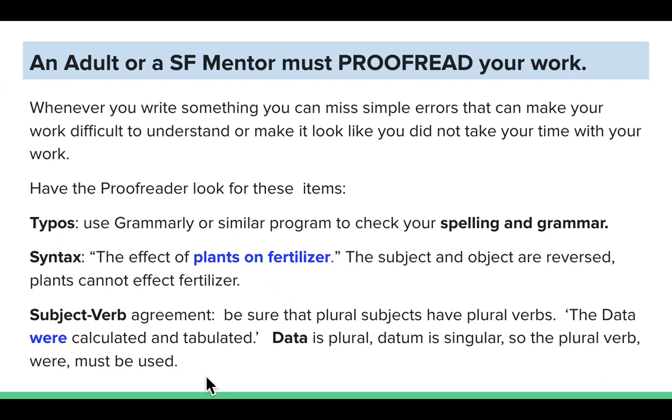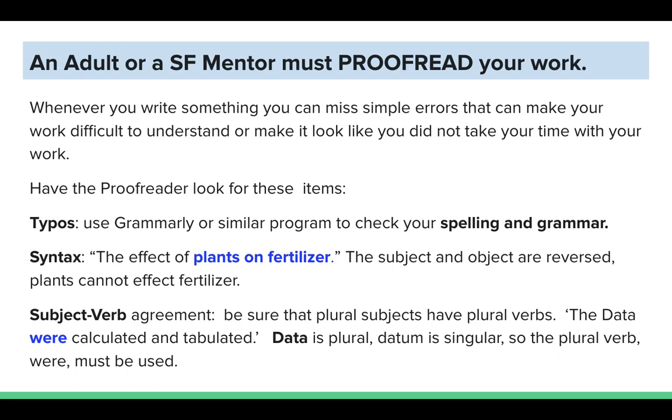So an adult or science fair mentor must proofread your work. Whenever you write something, you can miss simple errors that can make your work difficult to understand or make it look like you did not take your time with your work. Have the proofreader look for all of these items. Typos. Use Grammarly or similar programs to check your spelling or grammar, or just use the spelling and grammar checker within Google Docs or within Microsoft Word.